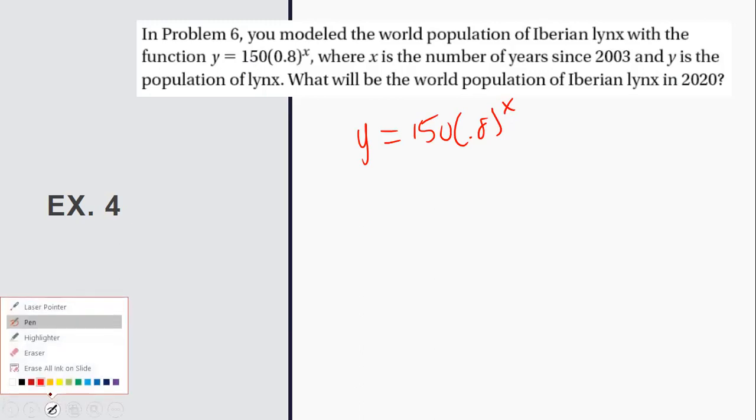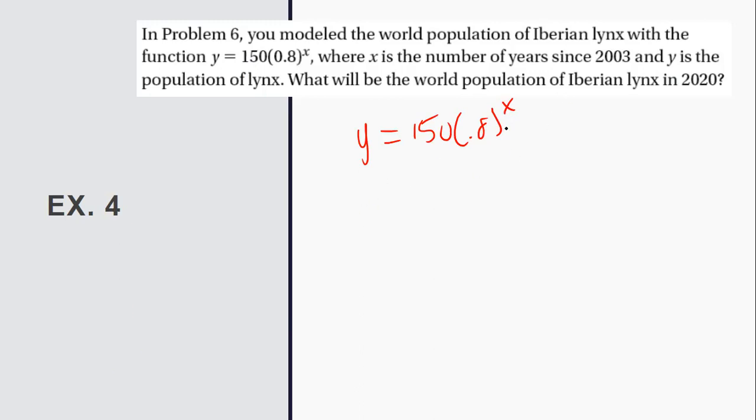Notice right here that my b value is less than 1, right? The absolute value of my b value is less than 1. So what kind of function is this? Well, it's a decay. When our b value is less than 1, that lets us know that it's a decay function. So what does that mean is happening to the Iberian lynx? They're dying out, right? Their population is decreasing. And so it wants to know, how many lynx are we looking at in 2020?